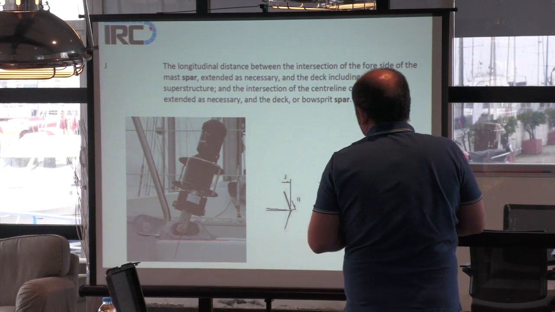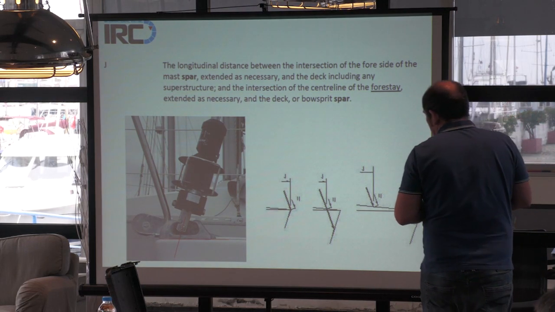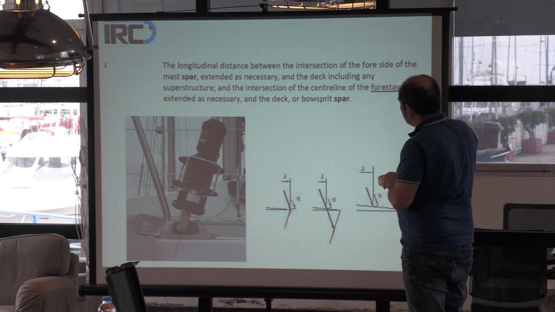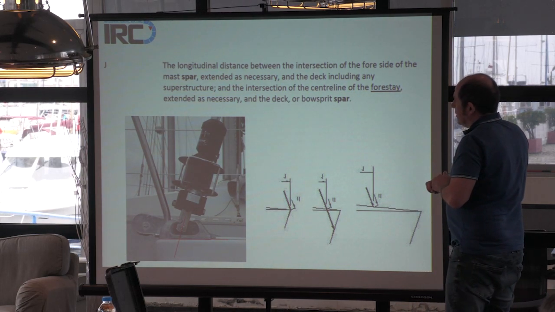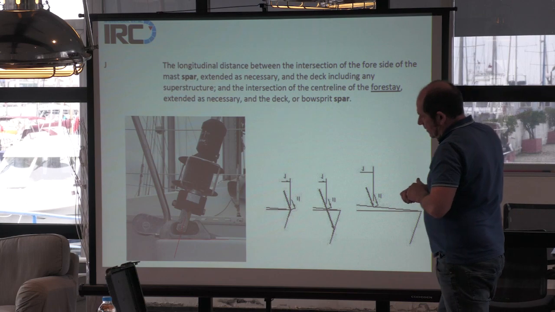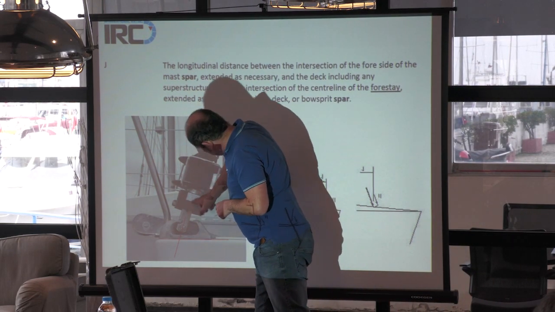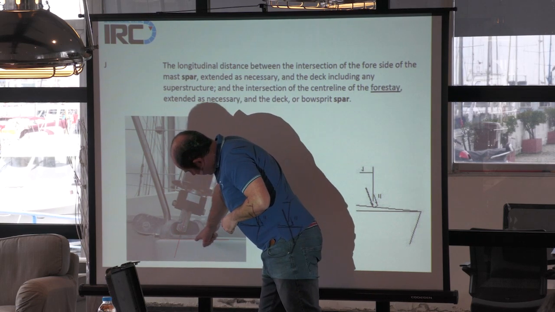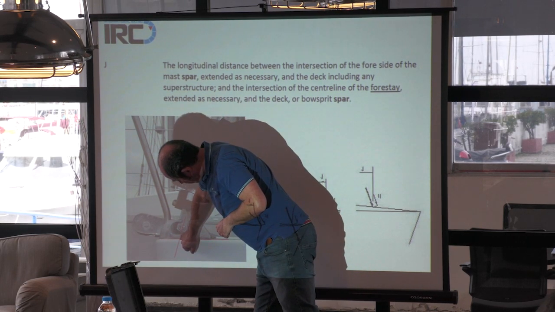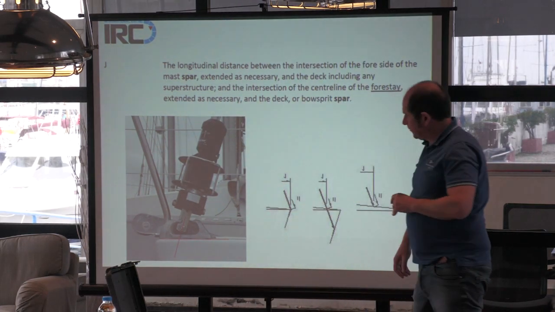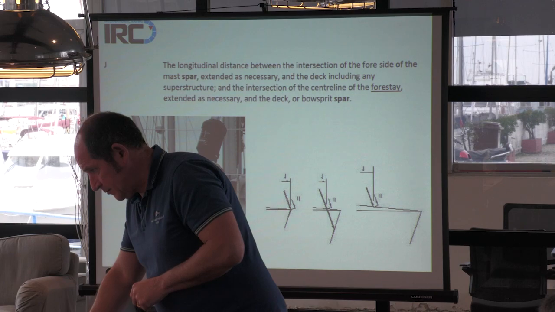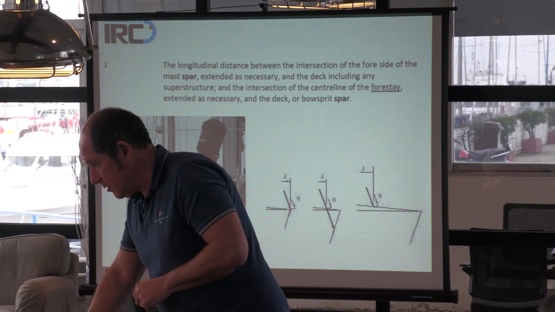J is the longitudinal distance between the intersection of the foreside of the mast, extended as necessary, and the deck, including its superstructure, and the intersection of the catenary of the forestay, extended as necessary, and the deck or its superstructure. Here you have forestay length measurement.